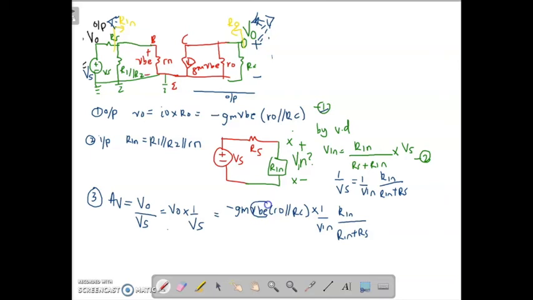So take note here, you have VBE and you have V in. If you look at the circuit, where is your V in? This point will be your V in. Where is your VBE here, right? So this is a parallel circuit. So you can equate your VBE is equal to V in. Your VBE is equal to V in, so you can cancel this one. So you can get your final equation for your gain, which is minus Gm, R out parallel to RC, multiplied by R in divided by R in plus Rs.